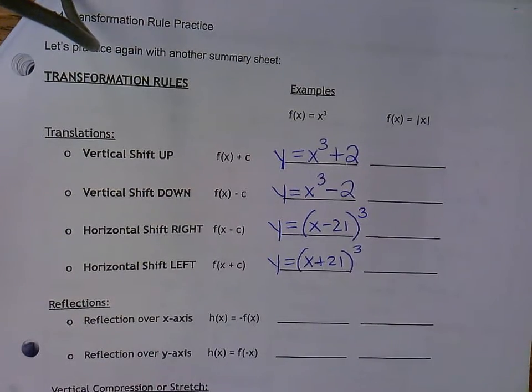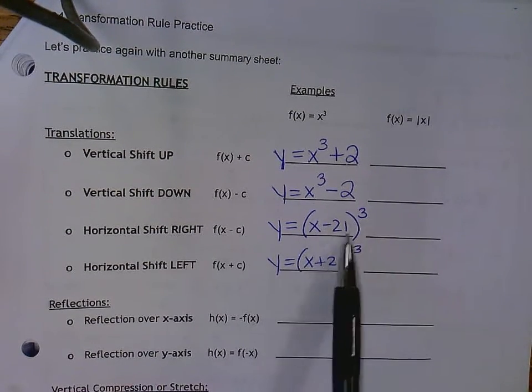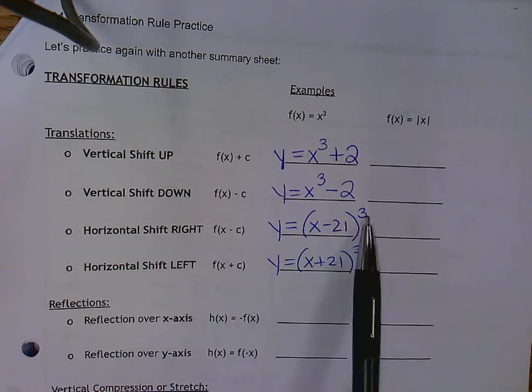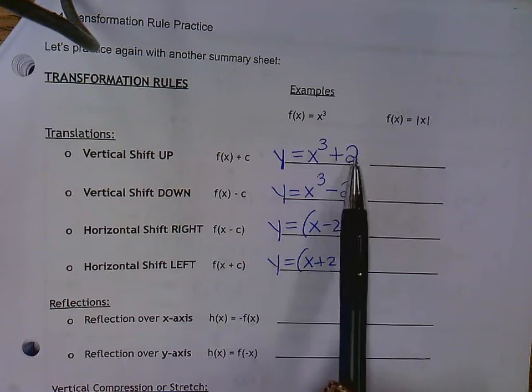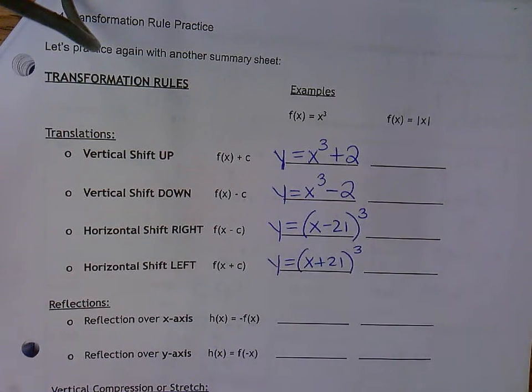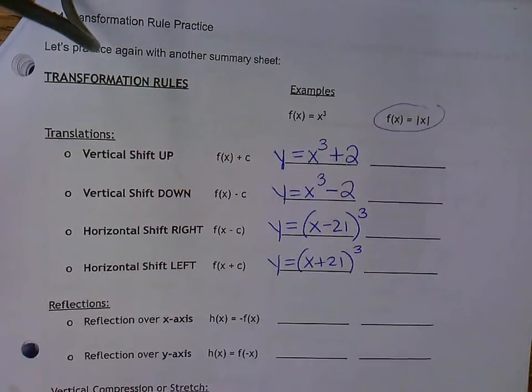So see how this is kind of like inside the function itself? This whole thing is getting cubed. These two are outside the function. You cube it, then you add 2, or then you subtract 2. And the same thing is true with absolute value over here, inside or outside the function.